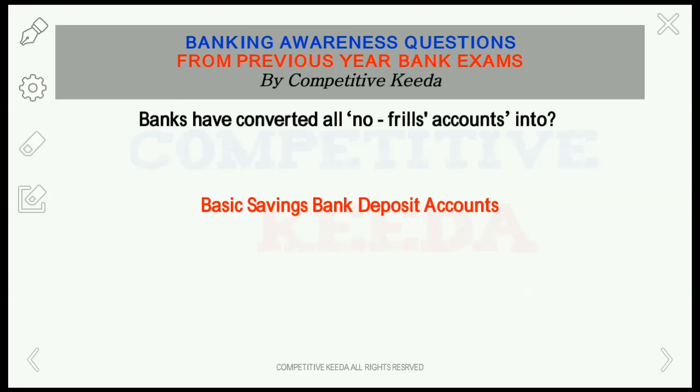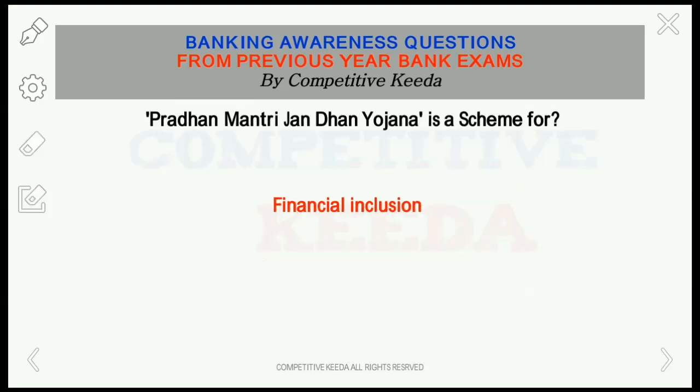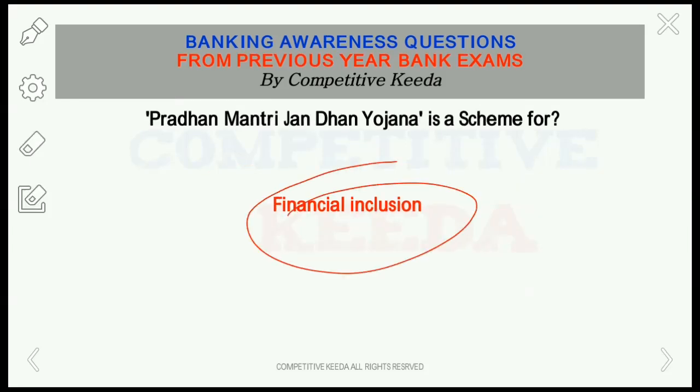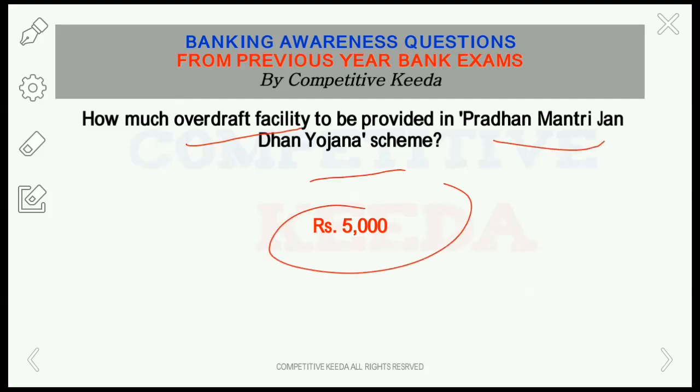So banks have converted all no frill accounts into which account? They have converted them into basic savings bank deposit account. We have also discussed many things about basic savings bank deposit account in the first part. Do watch it. So next question, Pradhan Mantri Jan Dhan Yojana. This is a financial inclusion scheme. And the next question, what was the overdraft facility that was provided in the Pradhan Mantri Jan Dhan Yojana? It was rupees 5,000.